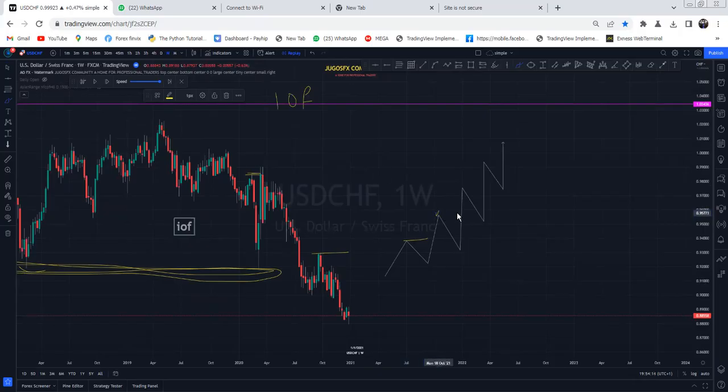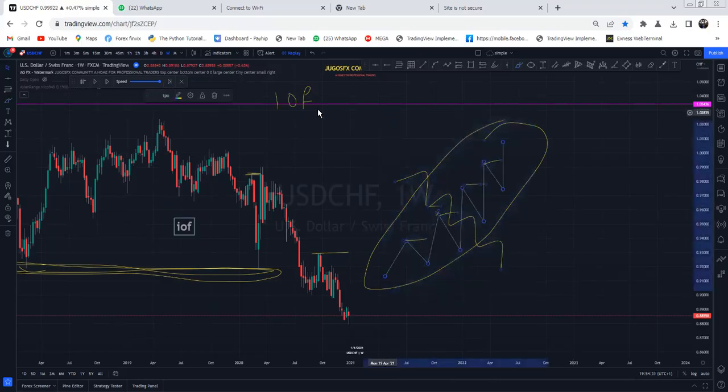Here is another break of structure, here is another, and this is another break of structure. So this is an uptrend. A downtrend is just the opposite of this. Price will be breaking lower lows and forming lower highs.